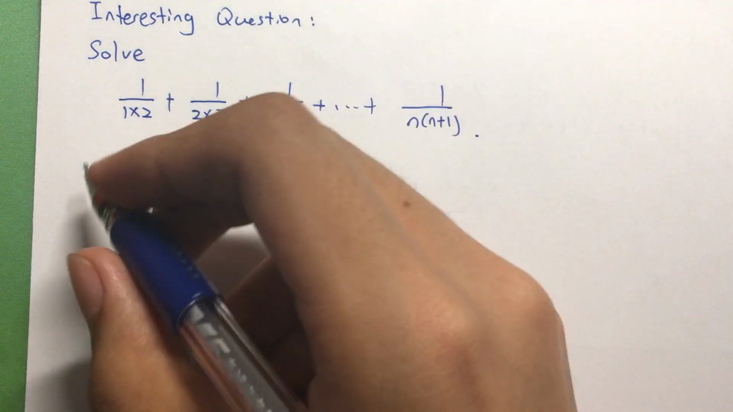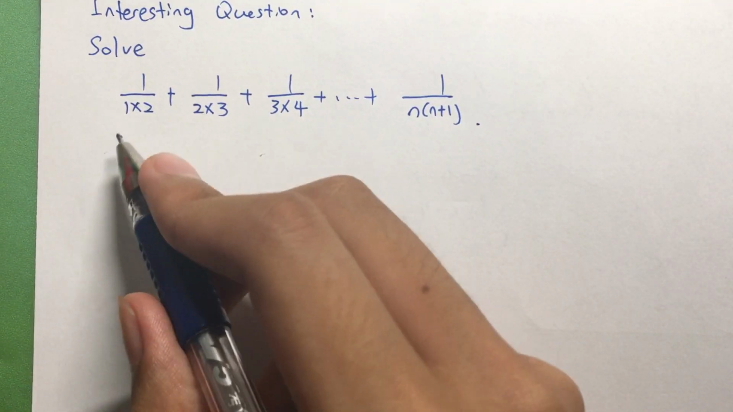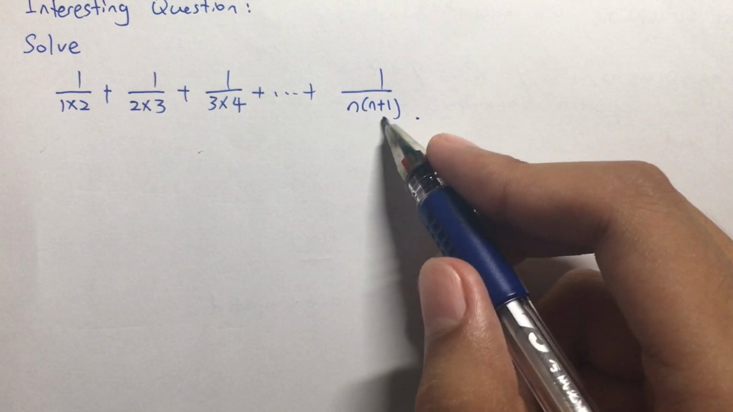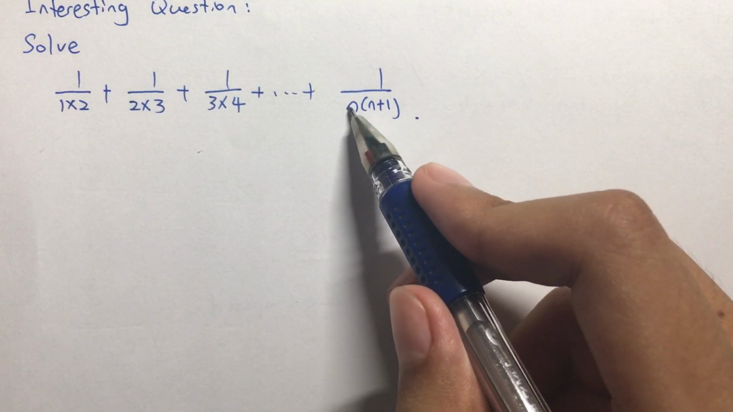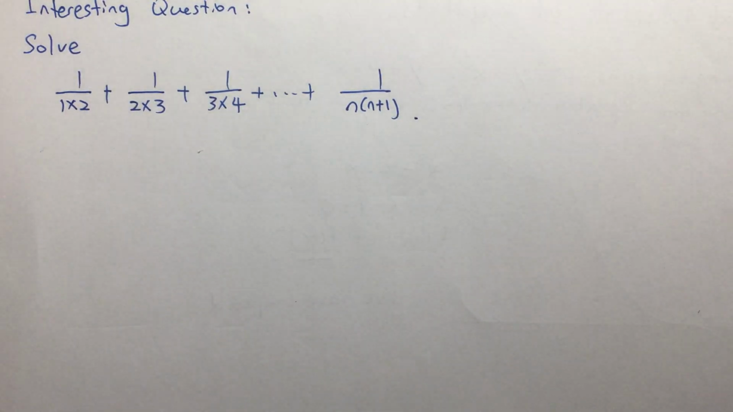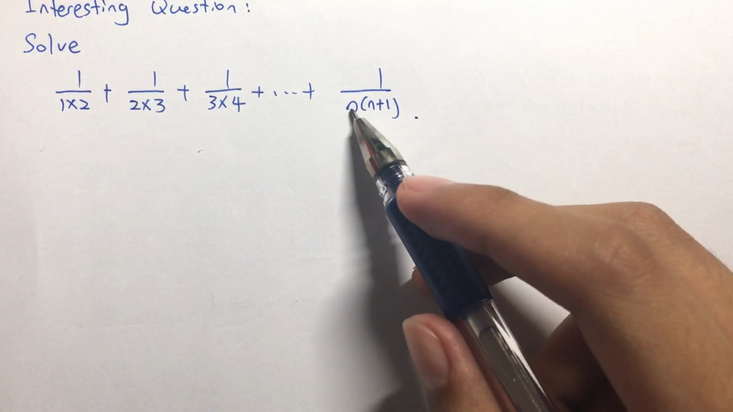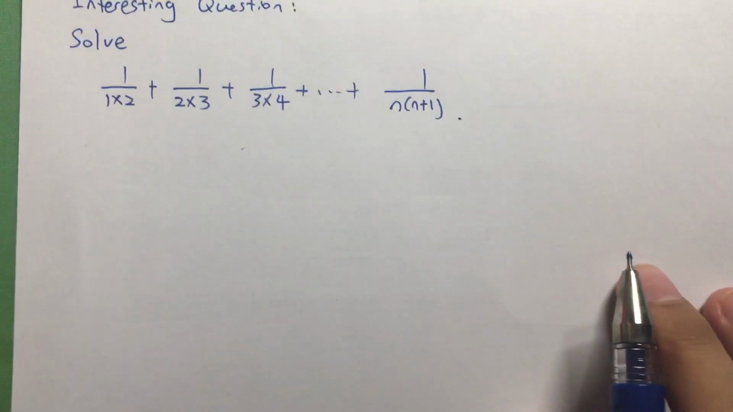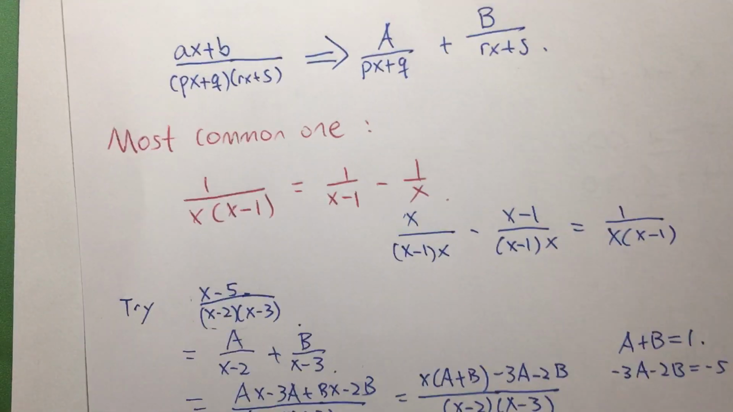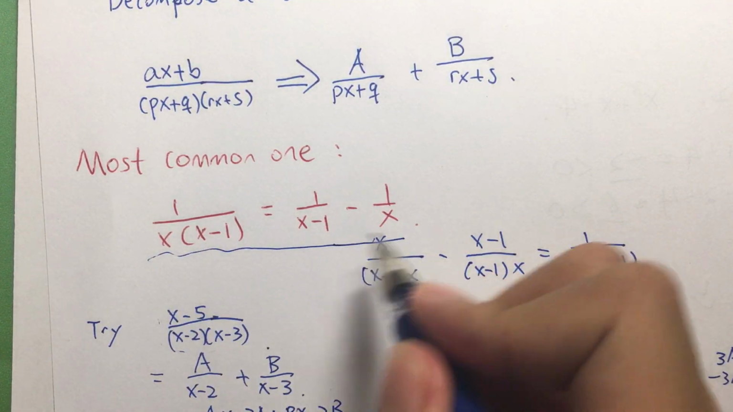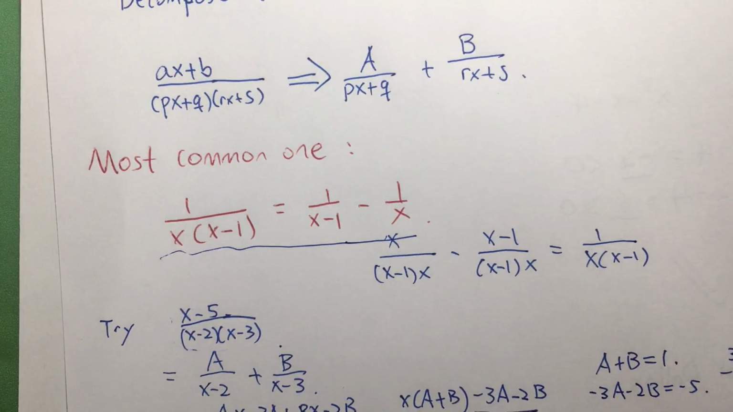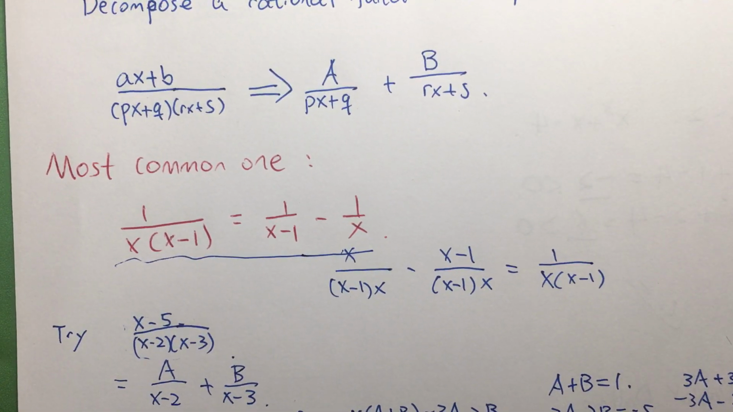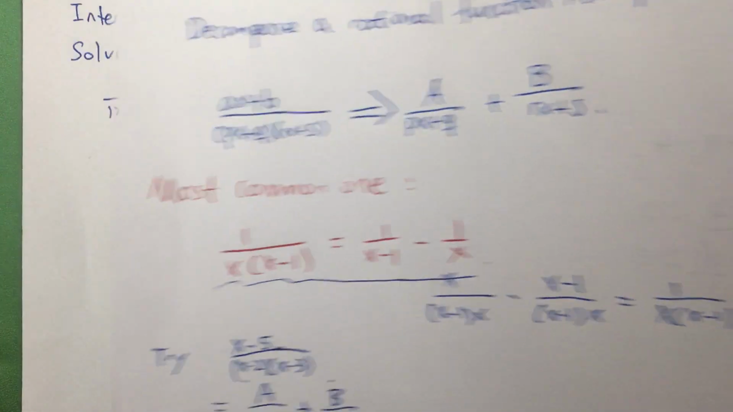Well, for this, firstly we have 1 times 2 here, and we have n times n plus 1 here. So for the denominators, the n and n plus 1 only differ by 1. Which means that we can use this rule here: 1 over x times x minus 1 is equal to 1 over x minus 1 minus 1 over x.